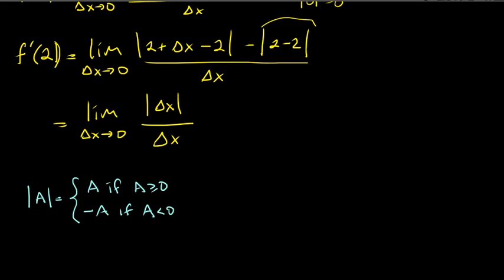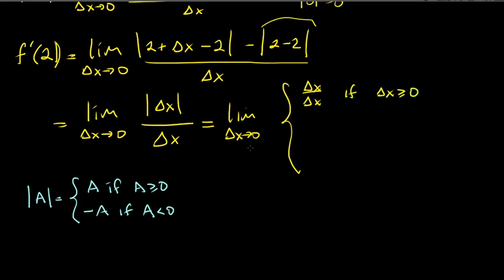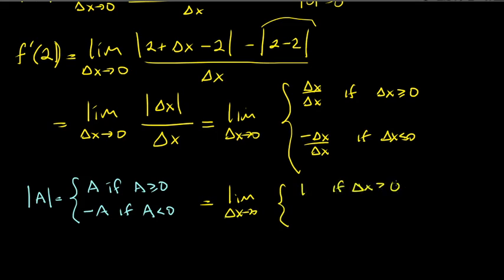Okay, so we really need to split this up into two separate pieces here. We're taking the limit as delta x approaches 0 of the following. It's going to be delta x divided by delta x if delta x is greater than or equal to 0, and if delta x is less than or equal to 0, then it's going to be negative delta x over delta x. So delta x divided by delta x is 1 if delta x is greater than 0, but not equal to 0, and it's going to be negative 1 if delta x is less than 0.